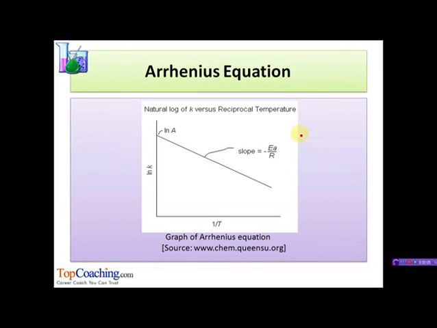This is the graph that we were talking about. Natural log k is plotted on the y-axis and 1 by T on the x-axis. We obtain a straight line for the equation whose slope is equal to minus Ea upon R and the intercept on y-axis, that is this portion, is equal to natural log of A.